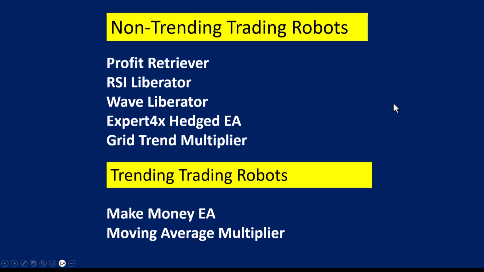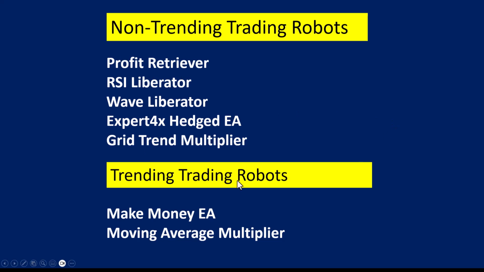So how does that relate to our robots? There are a number of robots that do not like strong trends, and these are the Profit Retriever, the RSI Liberator, the Wave Liberator, the Expert Forex Hedged EA, and the Grid Trend Multiplier. So when you use these tools, you should be using low volatility sideways.